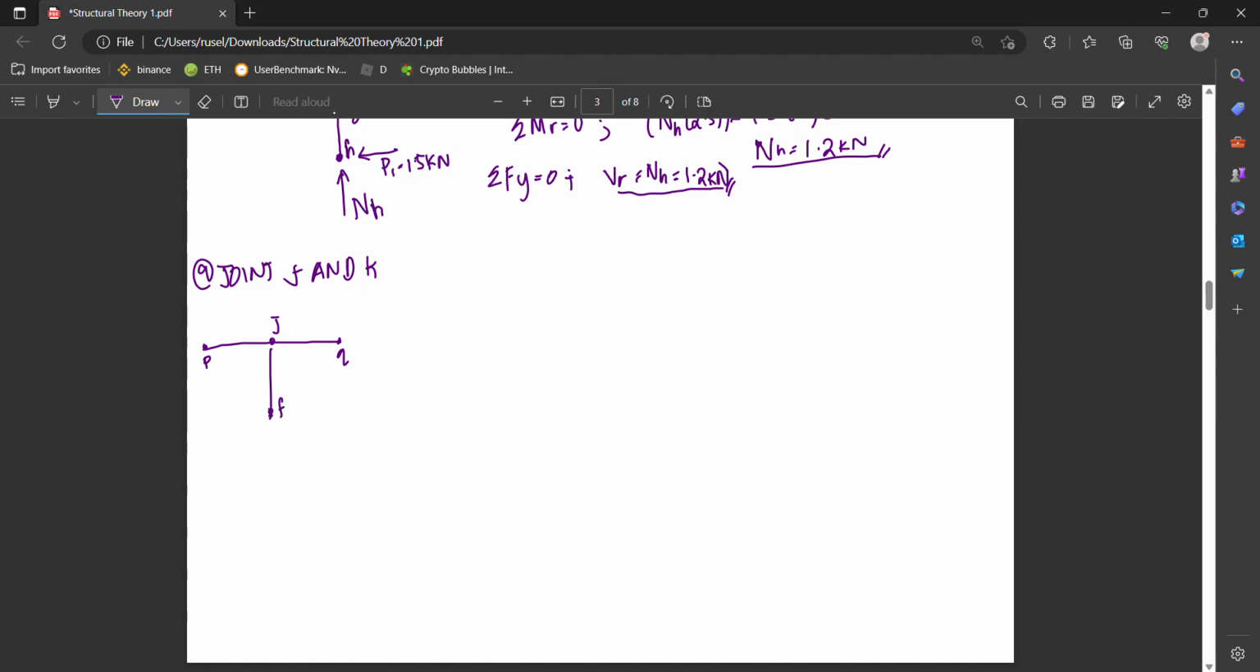Then we have your NP. Lang, burahin ko muna to. Yan. Masyadong mahaba. Yan. This is your P. Then NP na 7.5. Lagay ko na lang dito yung NP. Lagyan na lang tayo ng value 7.5. Then VP mo na 1.2 kilonewton. Nakuha natin kanina.